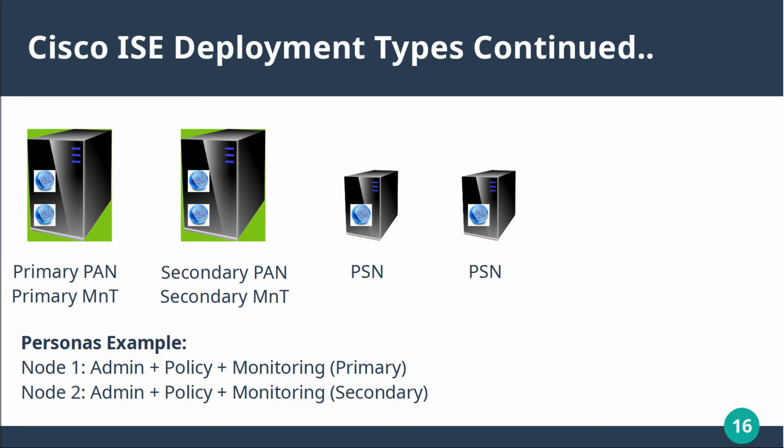Policy service nodes act as RADIUS servers for network access devices in the deployment, where you can configure network access devices to prioritize one PSN over another. The PSNs themselves operate independently and are unaware of the network access device's preference or priority settings. So just bear that in mind.